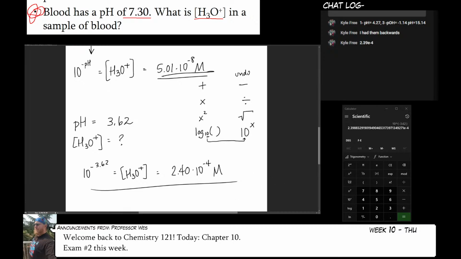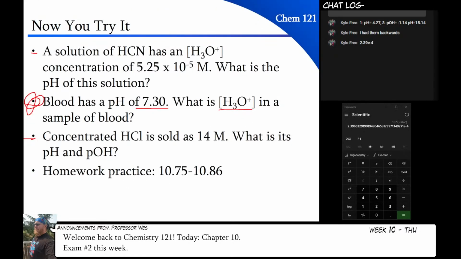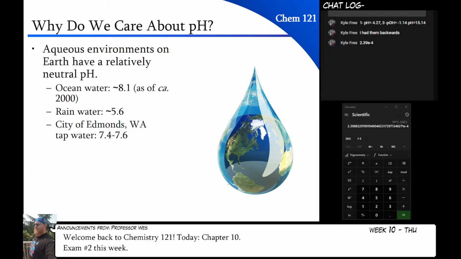All right. Before we take our break, well, first, here's the homework practice for pH. So, the pH section is really just punching in things in your calculator and going back and forth between the two things. Before we take our break, let's talk a little bit about pH. What do we care?